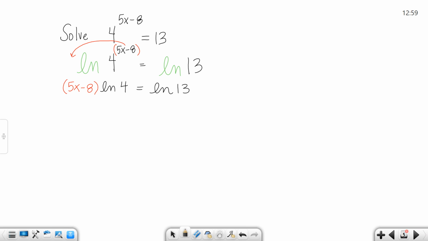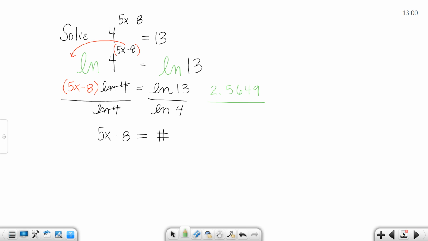Right now the natural log of 4 is being times by the red expression. So to get rid of that, or to undo the times, I can divide both sides by the natural log of 4. So 5x minus 8 would equal some number. Now let's go to our calculator and see what that number would be. If you took the natural log of 13, you get 2.5649. If you took the natural log of 4, you get 1.3863.